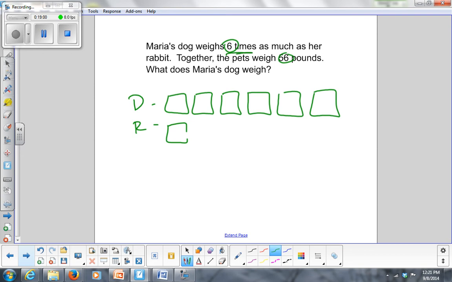Good. It says 6 times, right? So I'm going to have 6 boxes. What goes in the box? What goes in the box? Mama. Trinity, what goes in the box?